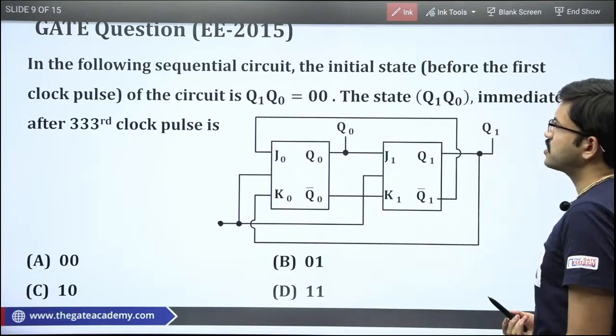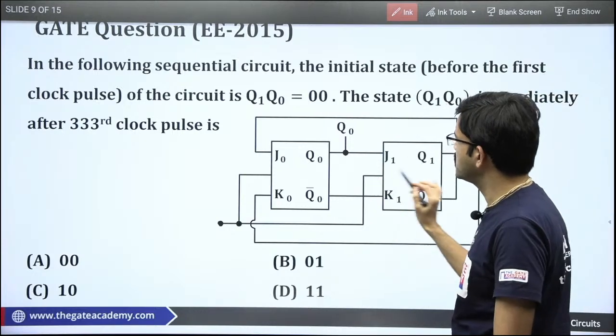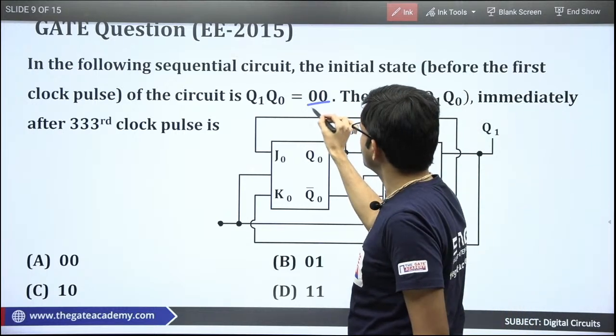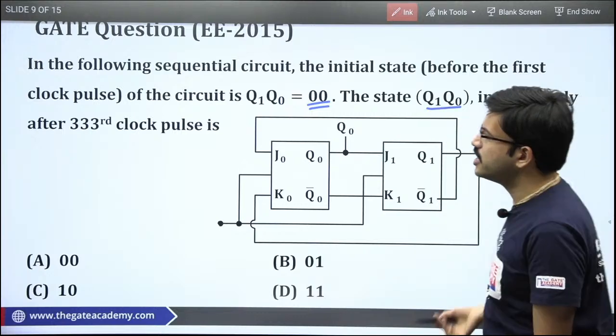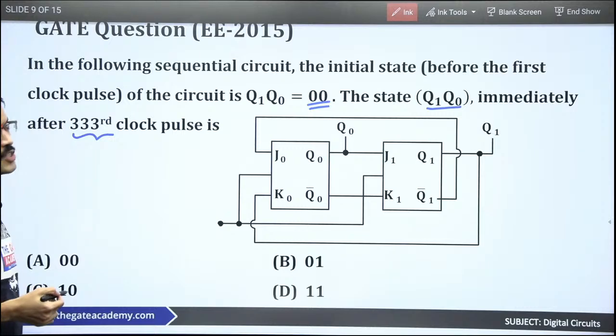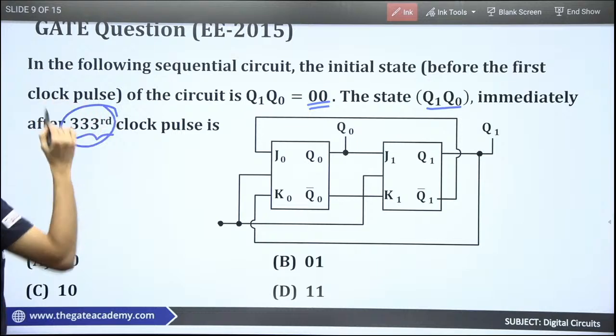Next question, which was asked in GATE 2015. They have given one circuit diagram like this using JK flip-flops, and they have mentioned the initial state as 0 0, and they are asking the state Q1 Q0 immediately after the 333rd clock pulse. See the beauty of the question. They are asking immediately after the 333rd clock pulse.